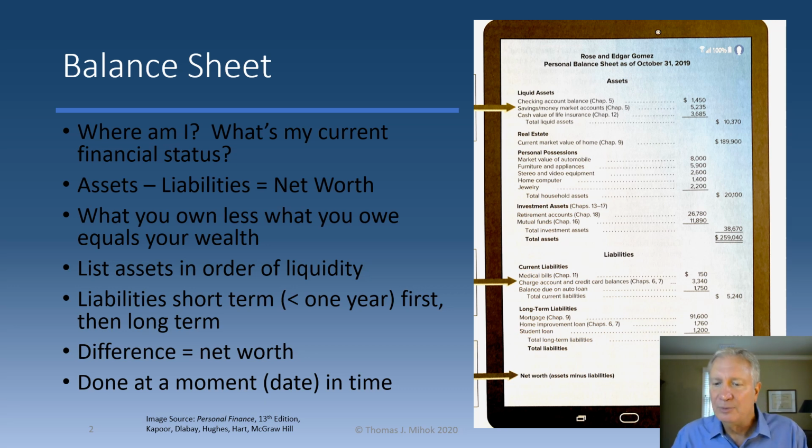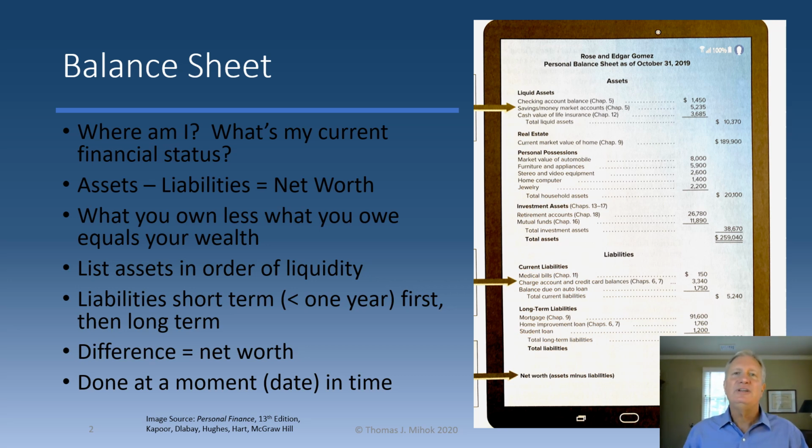This example on the right comes from the Kapoor text, Personal Finance. And it shows that liquid assets come first, then comes your illiquid assets, real estate, investments, and things like that. Next come liabilities. First, your short-term, generally those that are due in less than a year, and then your long-term liabilities. The difference is your net worth. See net worth at the bottom? It's done for a moment in time. December 31st, September 30th, June 30th, something like that.